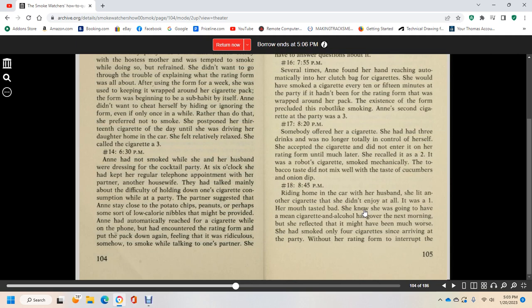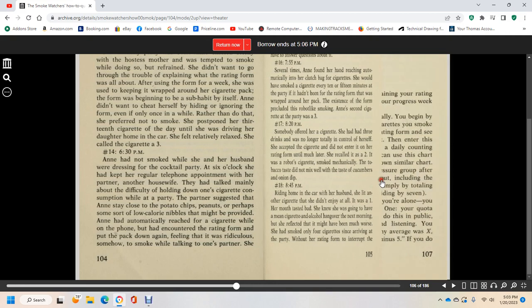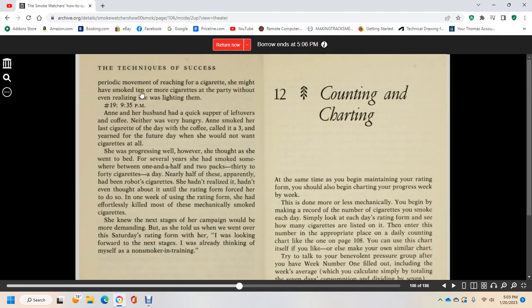Number 18 was at 8:45, riding home in the car with her husband. She lit another cigarette but didn't enjoy it at all. It was a 1, the mouth tasted bad. She knew she was going to have a mean cigarette and alcohol hangover the next morning. She reflected that it might have been worse, so she smoked only 4 cigarettes since arriving at the party without the form interrupting her periodic motion of reaching for a cigarette. She might have smoked 10 or more cigarettes at the party without realizing she was lighting them.